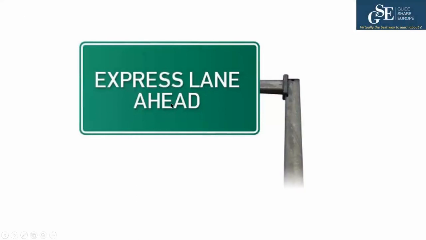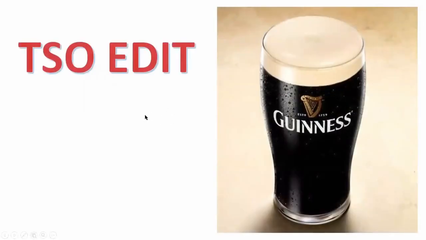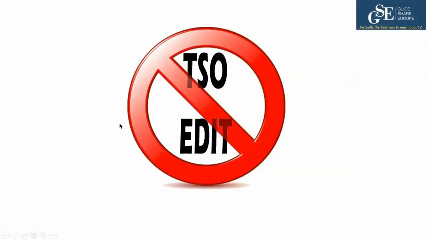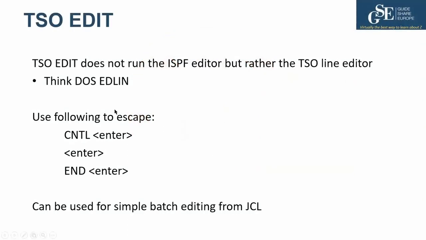Okay, but the real speed is the edit service. Another Guinness opportunity. Who knows what happens if you enter TSO EDIT on a command line? You do not get the ISPF editor. What you'll get is the TSO line editor, which is very much like DOS Edlin. If you do accidentally fall into that, here's what you do to get out of that. It can be used for simple batch editing, however. At my site, for simple types of things, there are some jobs that use that. Anything more complicated, we'll use the ISPF editor running in batch.